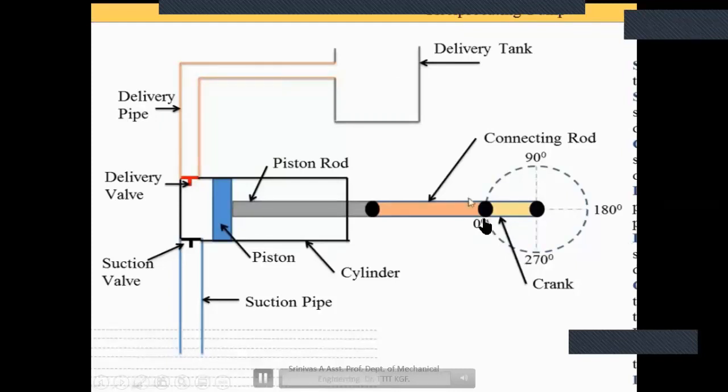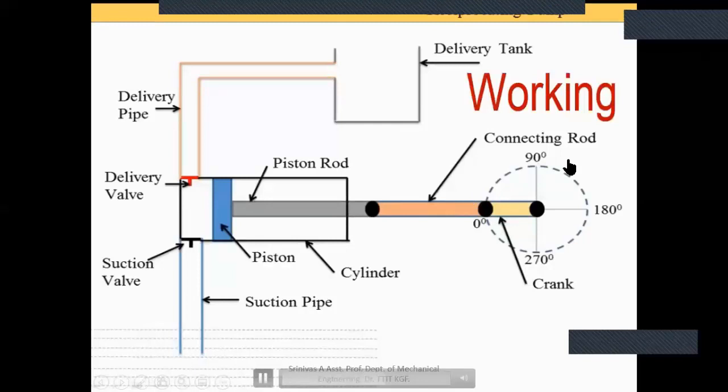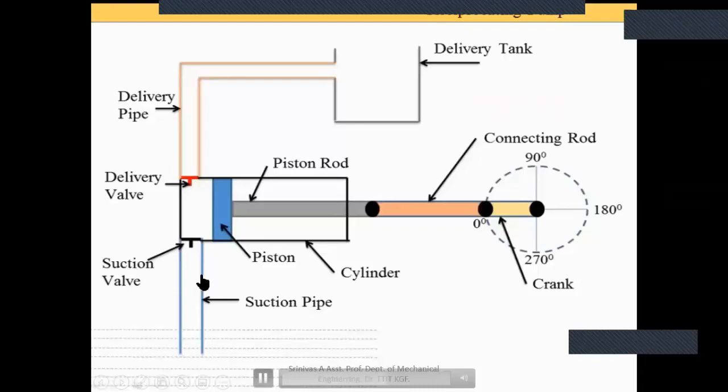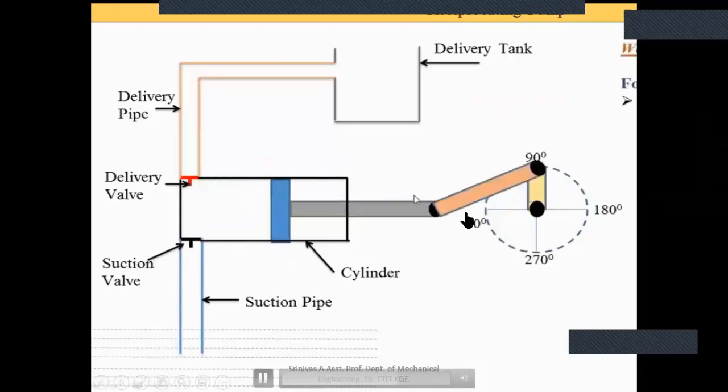When the crank rotates from 0 degree to 90 degree, what happens? The suction valve opens, and water starts entering the cylinder. See, water starts entering and keeps accumulating in the cylinder because of the vacuum pressure. When it reaches 180 degree, that is the complete finishing of the suction stroke.